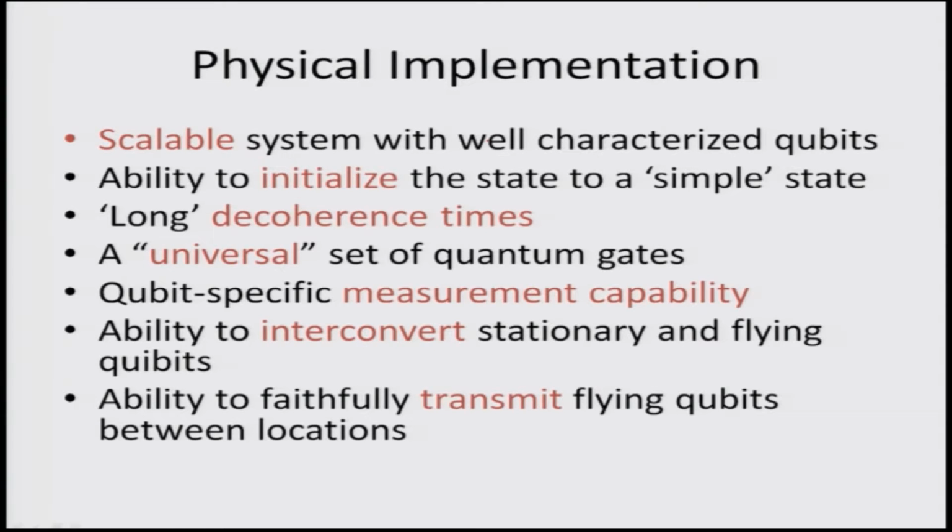And so we have been discussing the physical implementation aspects, and we have shown that scalable systems with well characterized qubits are the basic way the research is going. The ability to initialize the state to a simple state is one of the important criteria to start with. These are all practical ways of restating the DiVincenzo criteria: long decoherence times, a universal set of quantum gates, qubit specific measurement capability, ability to interconvert stationary and flying qubits, and finally the ability to faithfully transmit flying qubits between locations. These are very important in terms of finally getting quantum computing as well as quantum information processing to occur. The idea of having flying qubits and transmissions is critical to quantum information processing.